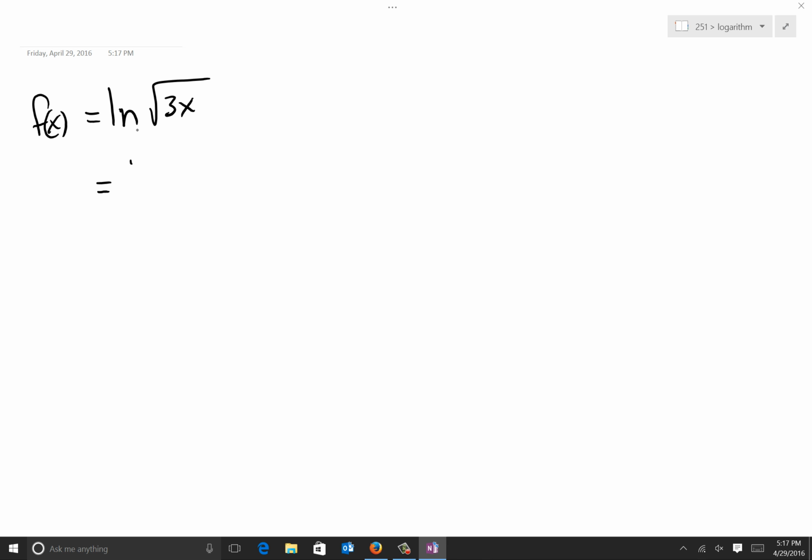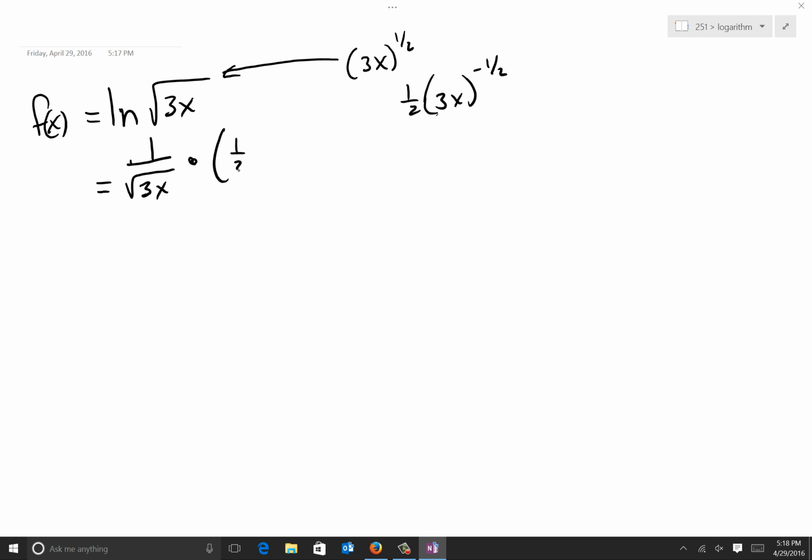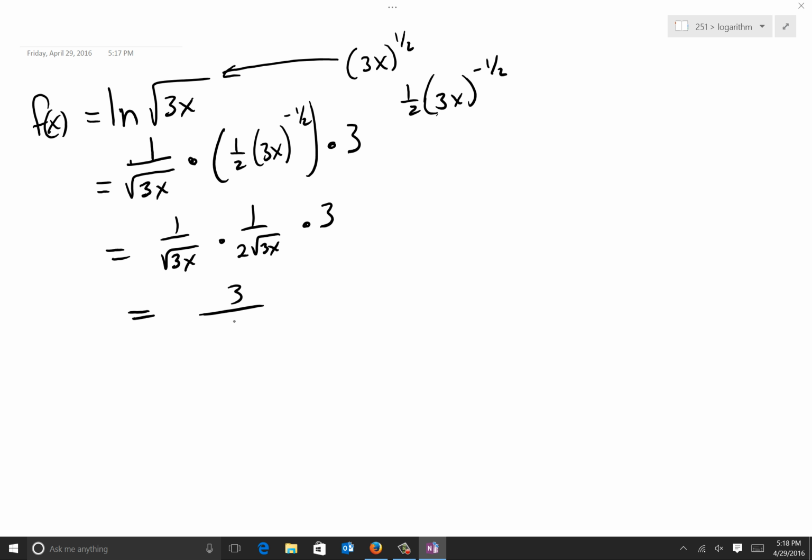So of course you could take the derivative of the natural log, which is just 1 over what's inside, times, now what's the derivative of, remember that's 3x to the 1/2 power that you see right here, yes? What's the derivative of that? Why, of course, it's 1/2 times 3x to the -1/2, times the derivative of the inside, which of course is 3. So what I end up with here is this. This is 1 over square root of 3x, times 1 over 2 square root of 3x, times 3. And so that becomes 3 over 2 times 3x, which is going to be 1 over 2x. And that's my answer.